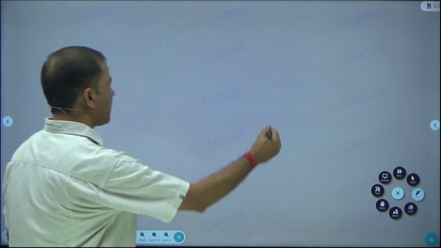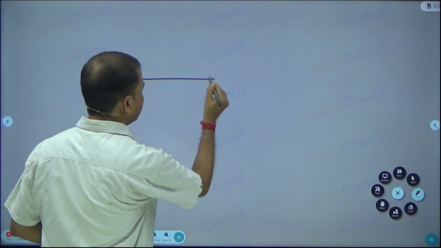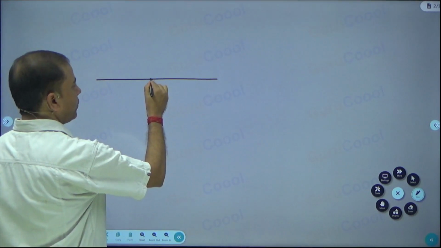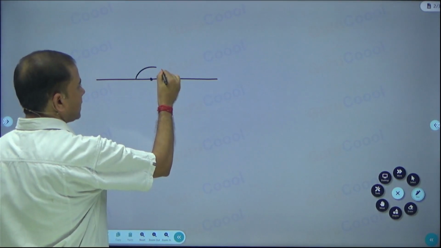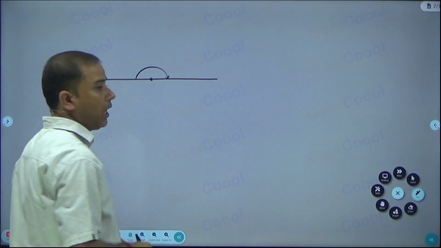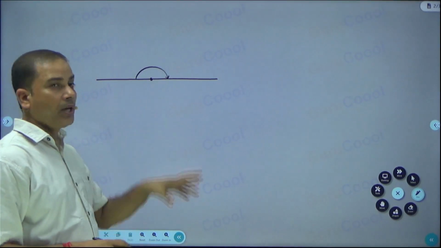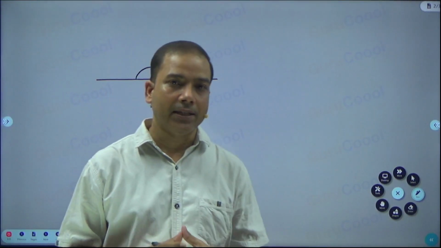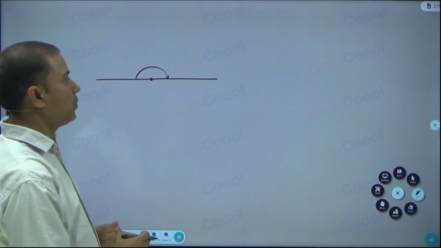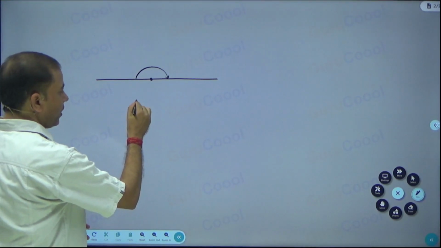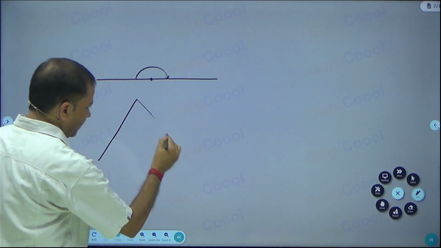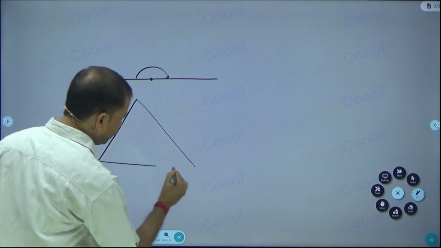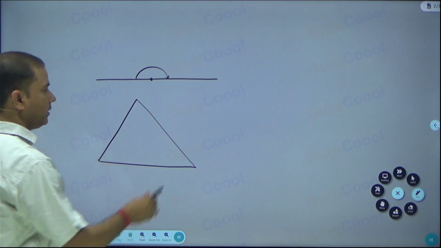As we know, on a straight line, at any point, this angle is called a straight angle, and the straight angle is always 180 degrees, right? So all three corners of a triangle, you have a triangle.